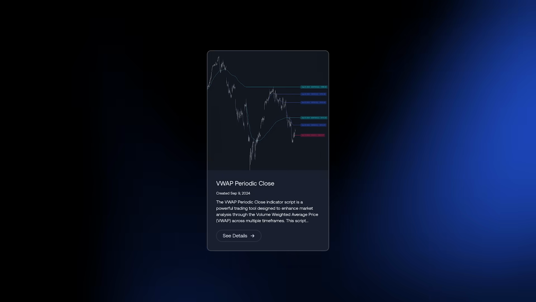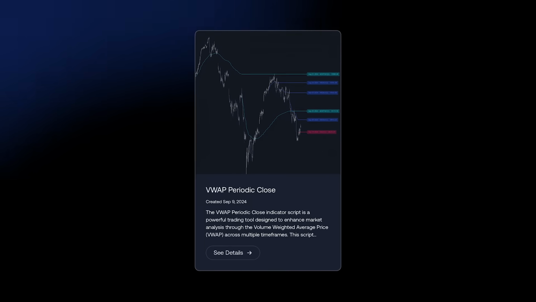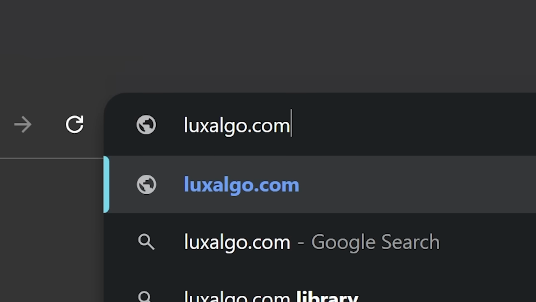And that's the VWAP Periodic Close indicator, a smarter, cleaner way to track multi-timeframe VWAP levels with real clarity and precision.